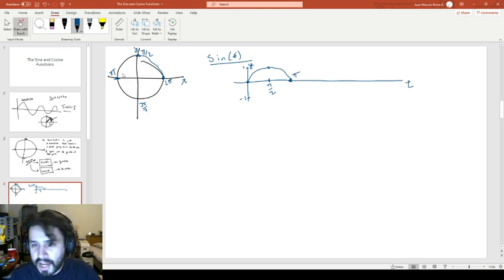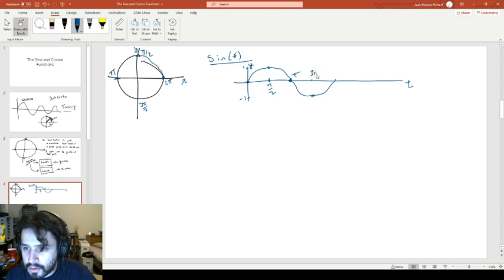And then you can guess what's going to happen here. It's going to go down to negative 1 for the y value at 3 pi over 2, and then go back to 0 at 2 pi, and it's going to keep repeating. So it's just going to do this. This is going to be 3 pi over 2, and this is going to be 2 pi. And then you can draw the rest of it out if you want. It's going to go on for infinity on both sides, actually, because you can go around the circle in the opposite direction.